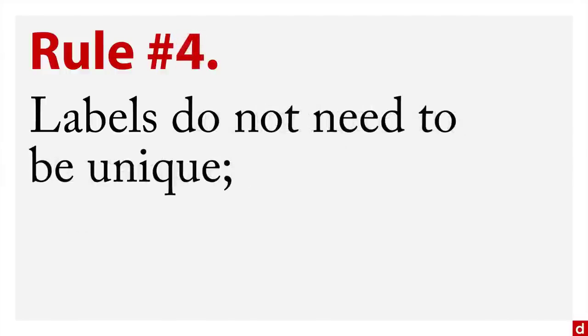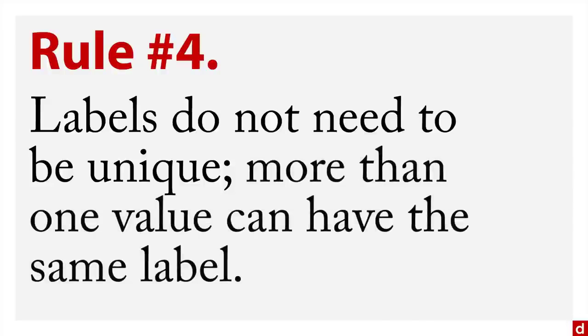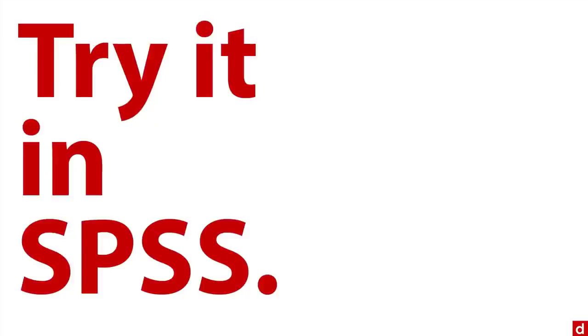Rule number 4, the value labels do not need to be unique. That is, more than one value can have the same label. So you might have the numbers 1 through 9, and it could be that 7, 8, and 9 all say the same thing, but underneath they have different coding. There are situations where you might want to do that. But mostly, I want to show you how this works in SPSS.